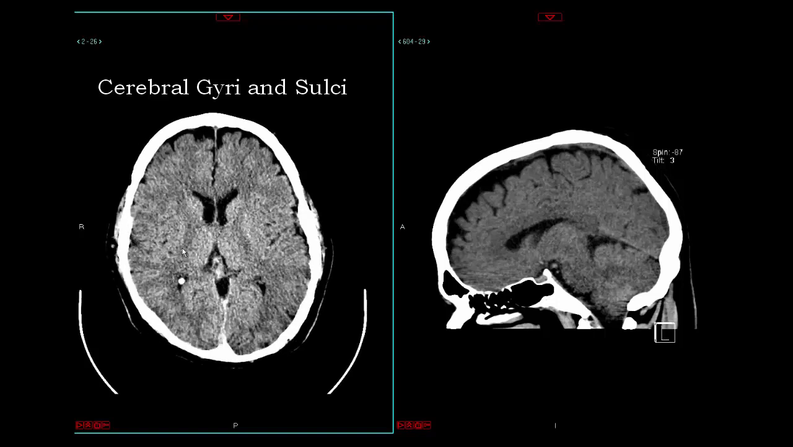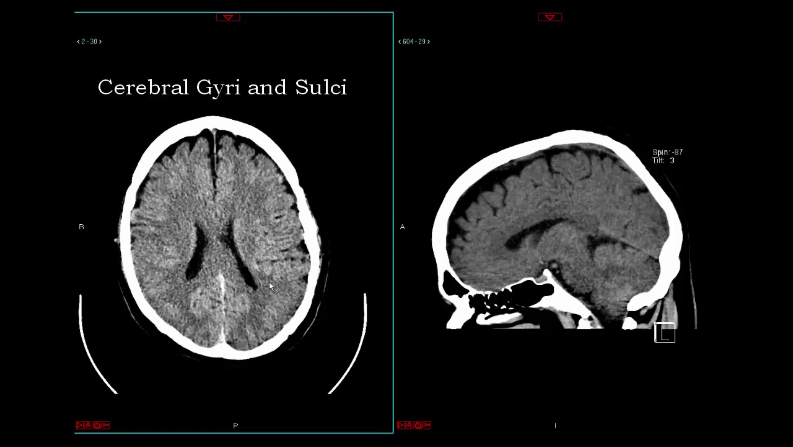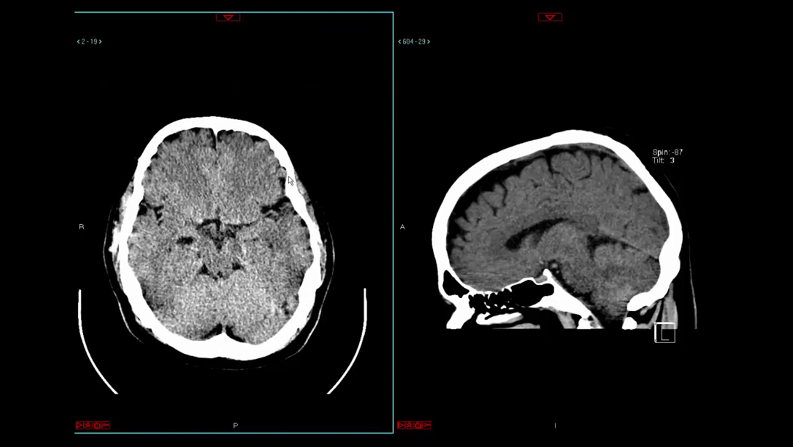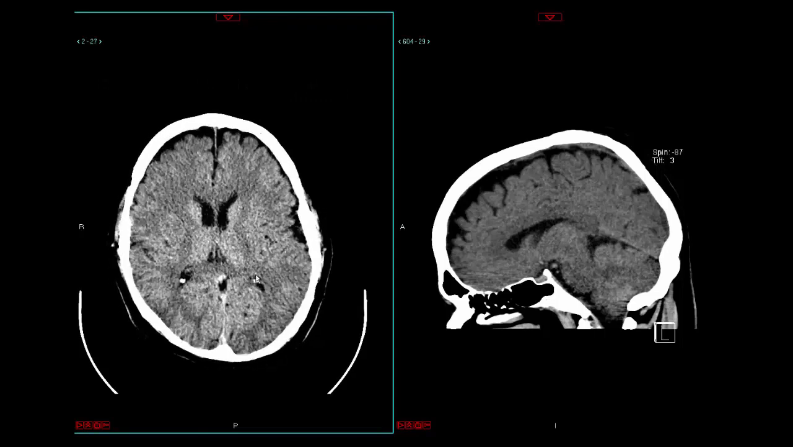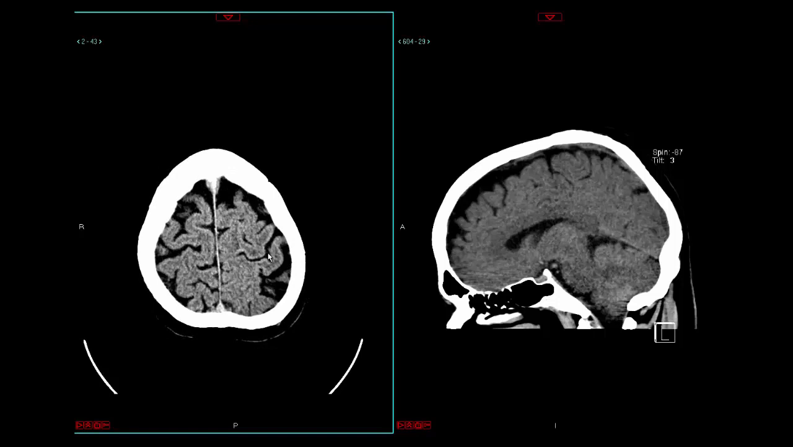So today we're going to be going through some basic gyri and sulci of the brain on a non-contrasted head CT. As we scroll through the PACS, I'll be pointing out some of the major anatomic landmarks, and we're going to start right here at the top.